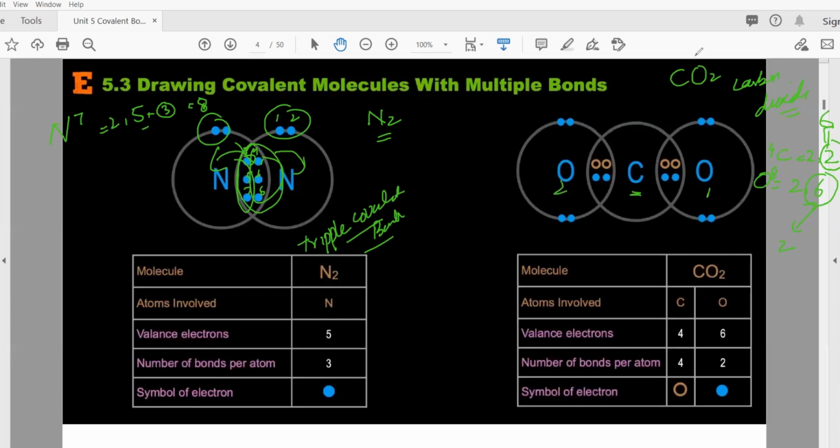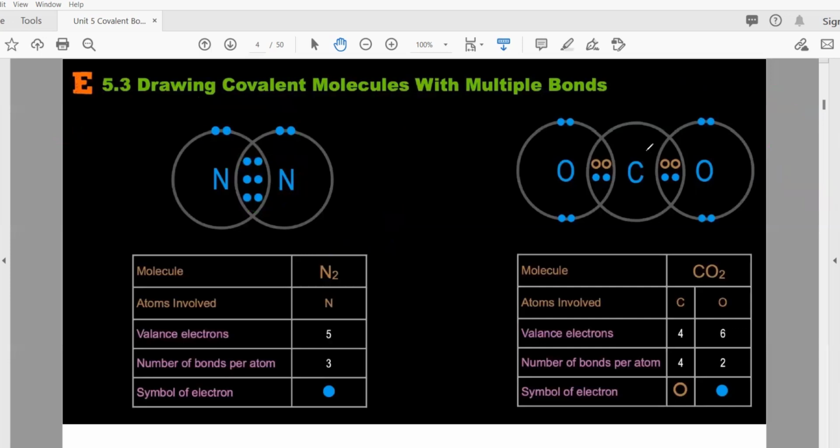And how will they share with each other? If you see here, this carbon will share two electrons here and two electrons here. So now they are sharing two, and this oxygen is sharing two, and this oxygen also sharing two. So when they share two electrons, that type of bonding is known as double covalent bond.